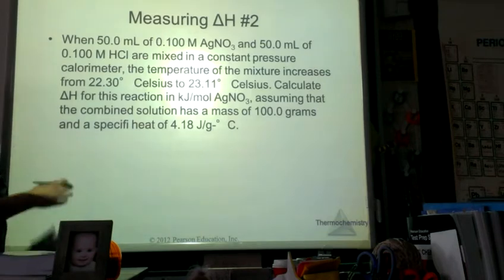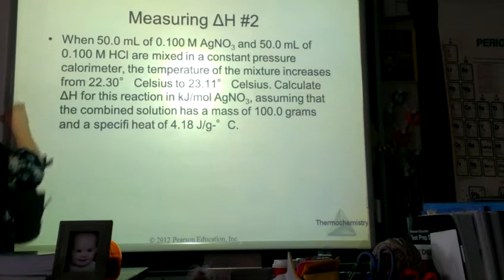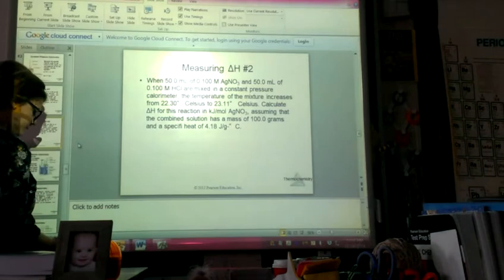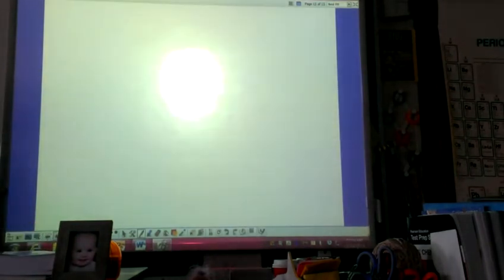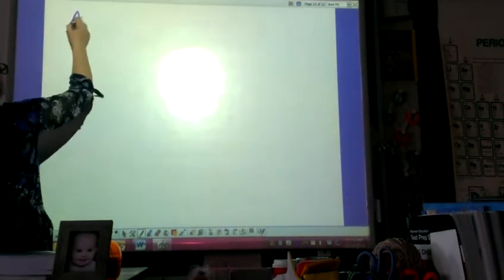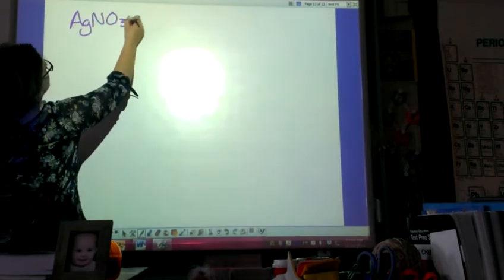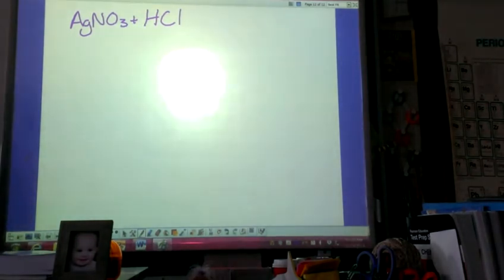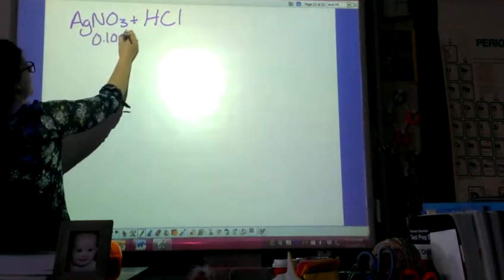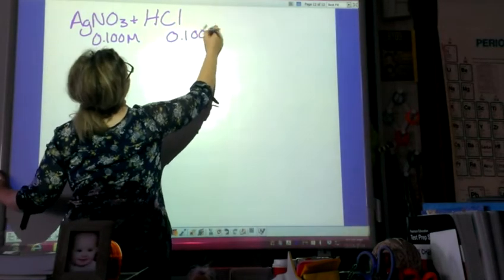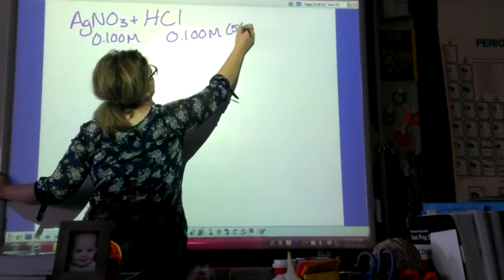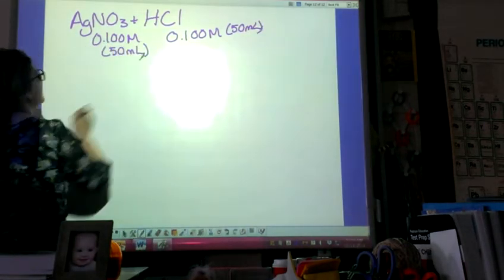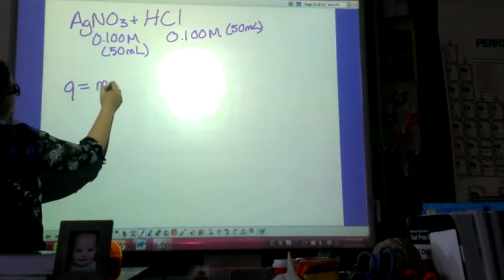Okay, so different reaction, but ultimately the exact same thing. As soon as I see calorimeter, let's go Q equals mcΔT. In this one we were reacting AgNO3 with HCl, and we had 50 mLs of both at 0.1 molar. So let's go Q equals mcΔT.